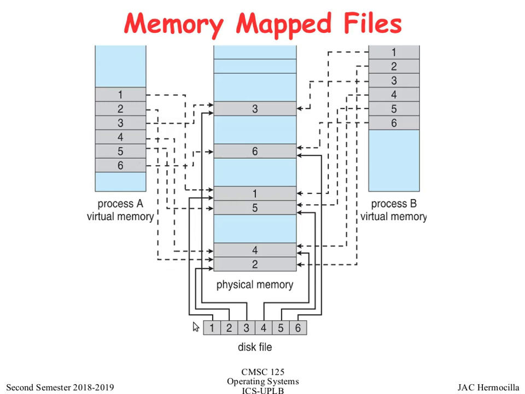Okay? So these are the blocks of a file. You load that into memory, physical memory. You have the pages, and then you simply map that to a process. Ito yung processes ngayon. Ito yung pages na ginagamit ng process A. Ito yung page na ginagamit ng process B. Then they can perform exchange of data. They can manipulate the file by just manipulating the pages of memory. Okay.